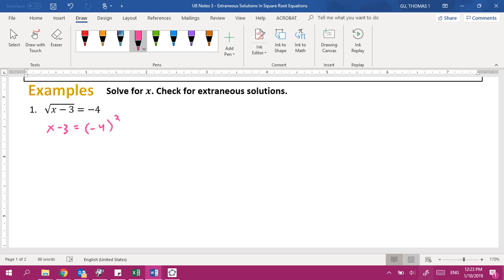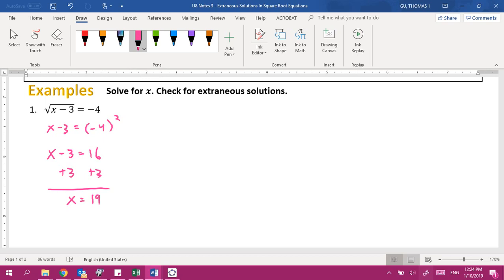Now when you square the -4, make sure you put parentheses around it. That's very important, because if you don't put parentheses around it, then you're actually saying to square +4 and then stick a negative sign onto whatever the answer is. That's not the same thing as -4 times -4. So what is -4 squared? 16. And then how would I solve this? You add 3. Very good. So x equals 19.